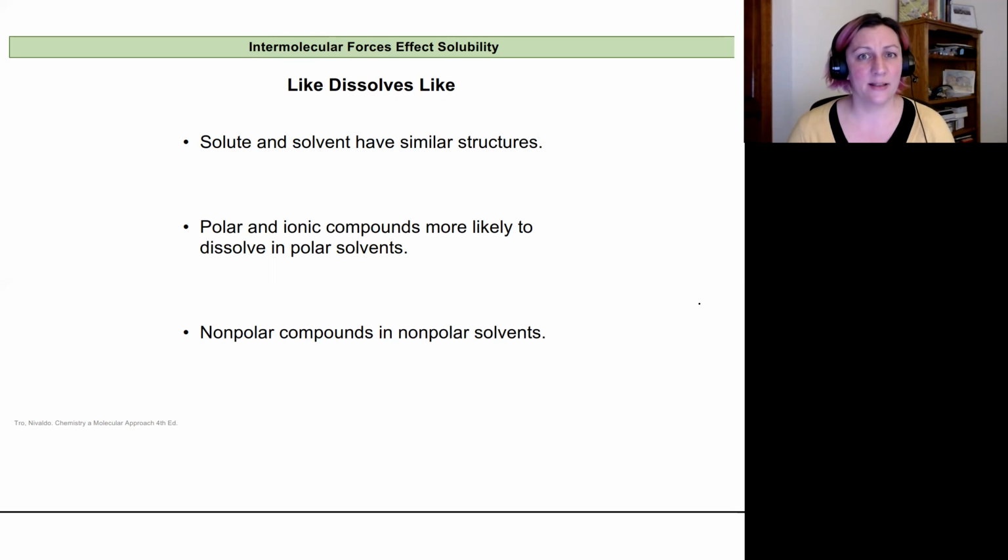This really gets us to things like water and fat soluble vitamins, right? Some vitamins that our body needs are nonpolar or predominantly nonpolar and are more likely to dissolve in fats. Whereas some of the vitamins that we need have a lot more polarity and hydrogen bonding capability, and they're going to be more likely to dissolve in water.